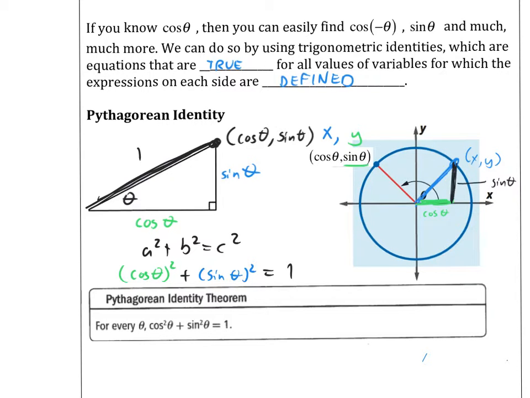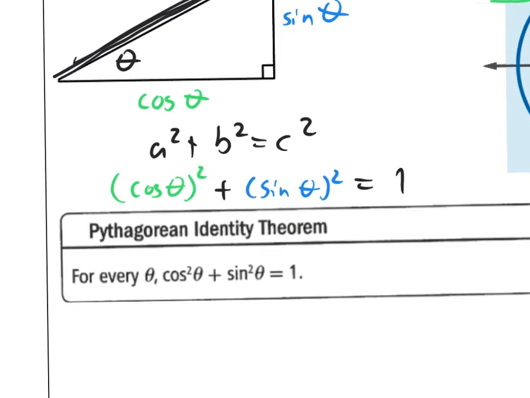So notice what we just found out. And the way that we write it, instead of getting confusing with the parentheses and the square, we just like to put the square next to the cosine, but it means the same thing. The square of theta, cosine of theta squared, is another way of saying cosine square theta. So those are equivalent statements. So notice it's simply a squared plus b squared equals c squared, and c squared is 1. So this is called the Pythagorean Identity Theorem.